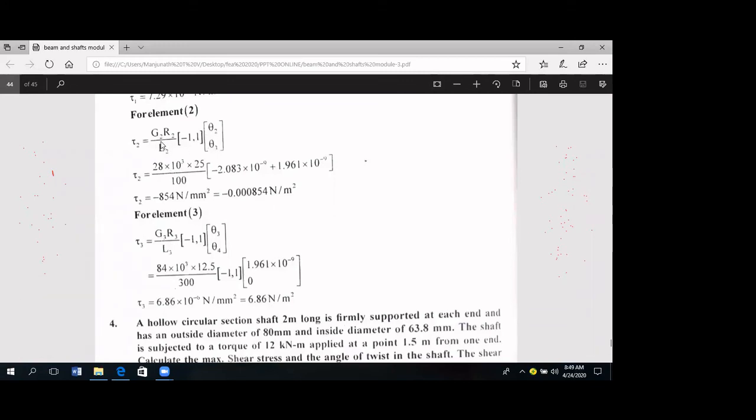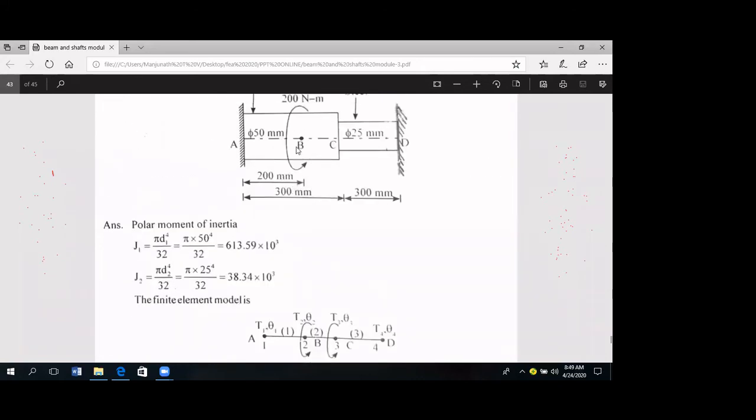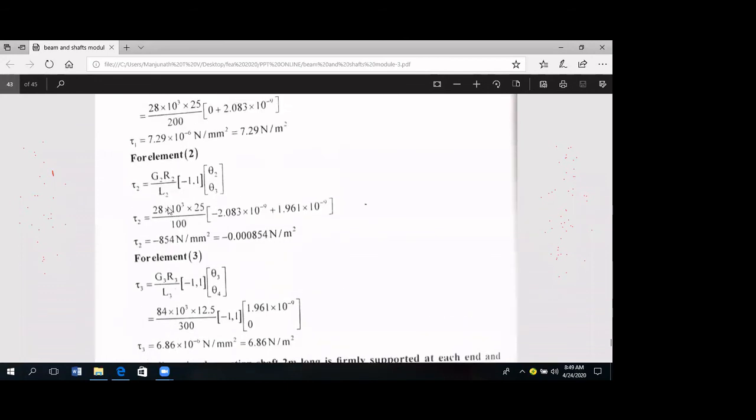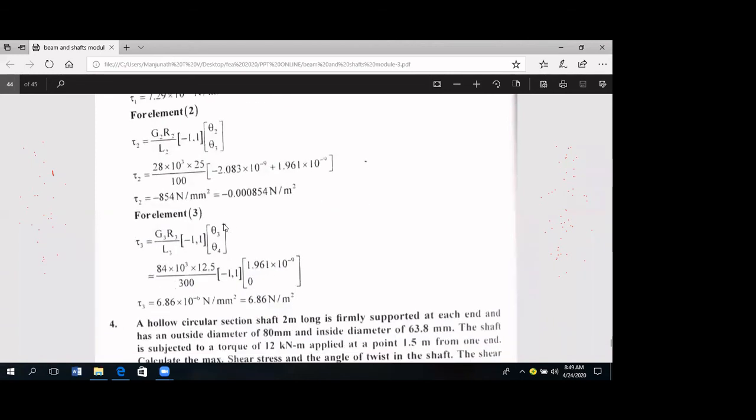Here G for the second element is nothing but the aluminum section. For the aluminum section, the value of G given is 28 into 10 to the power of 3, into the radius, given 50, take it 25, divided by the length, given 100. Then the theta 2, theta 3 values we have already calculated by following the finite element procedure. This multiplication gives tau 2 equal to minus 854 Newton per millimeter square. In a similar way we are going to find the shear stress for the problem. It is similar to the first problem.